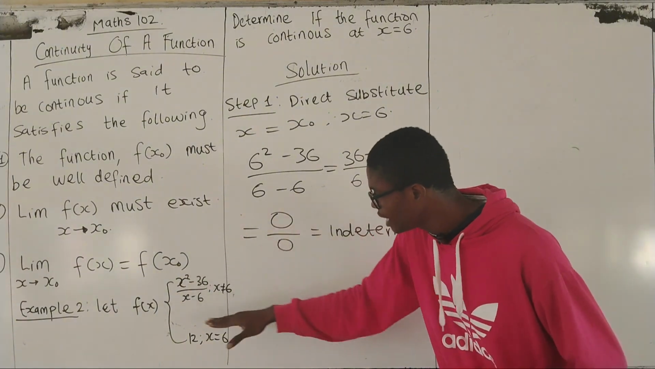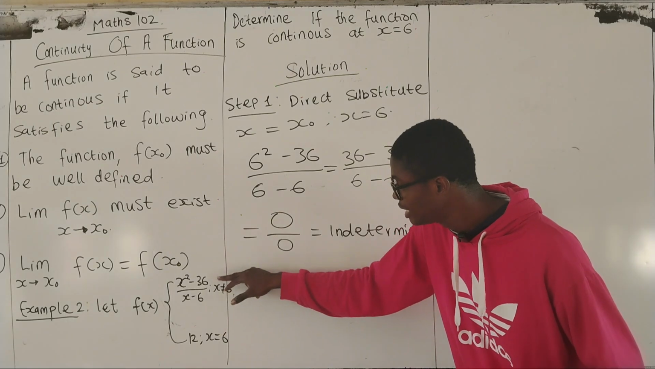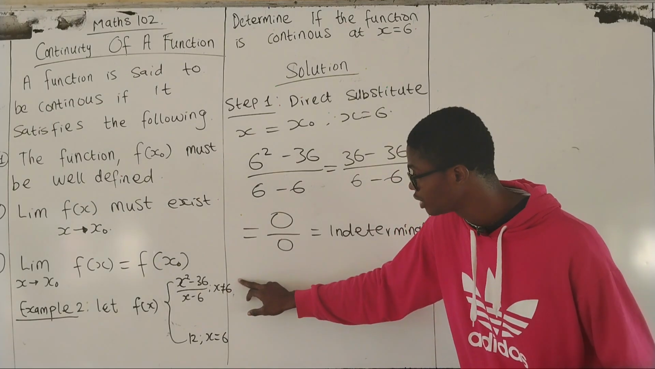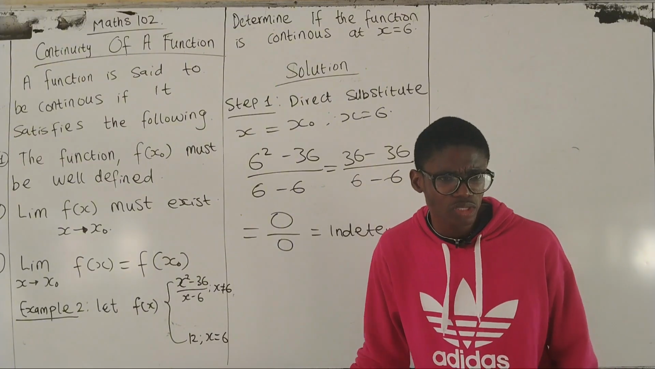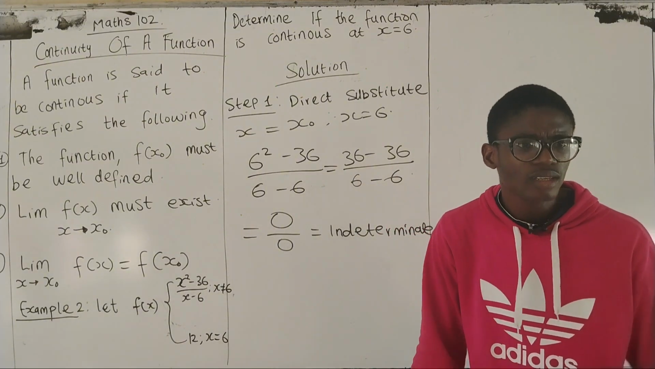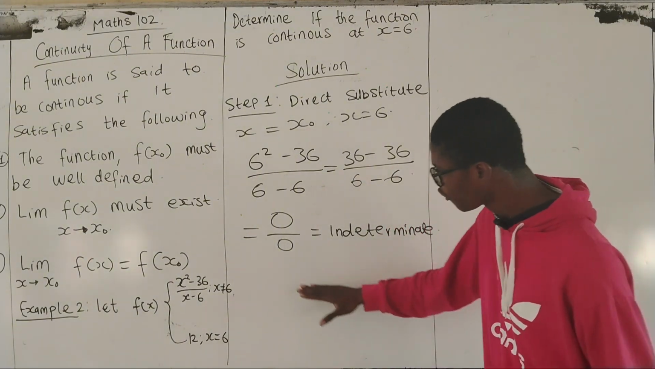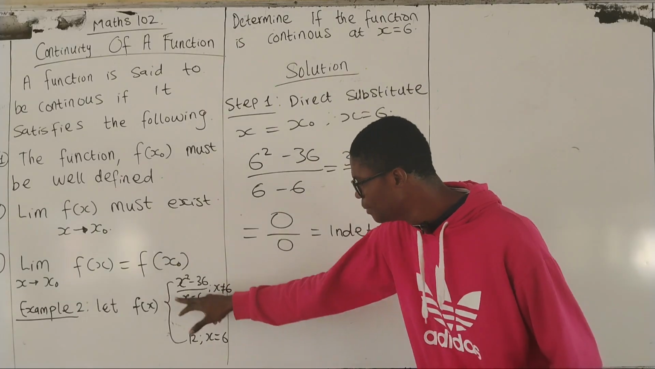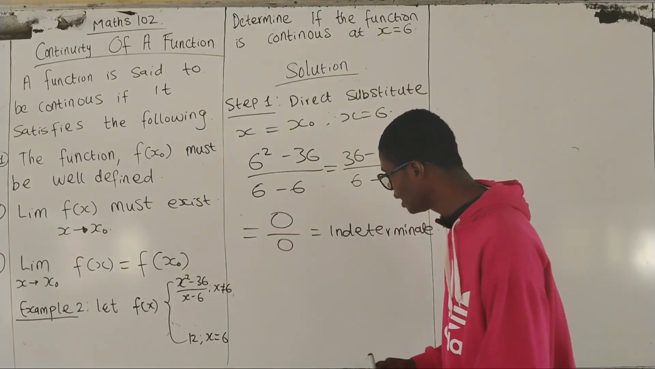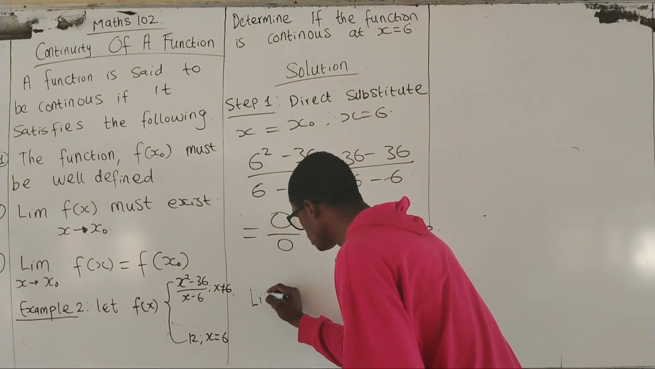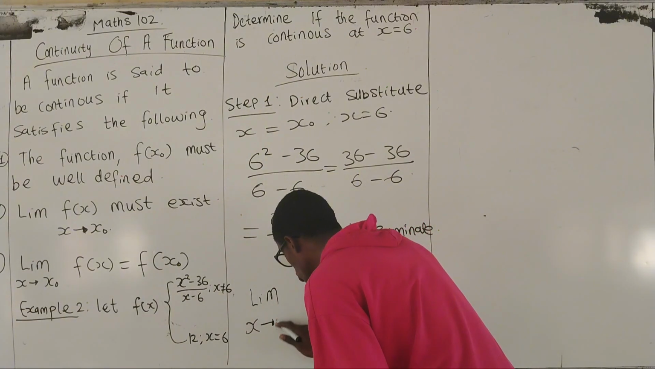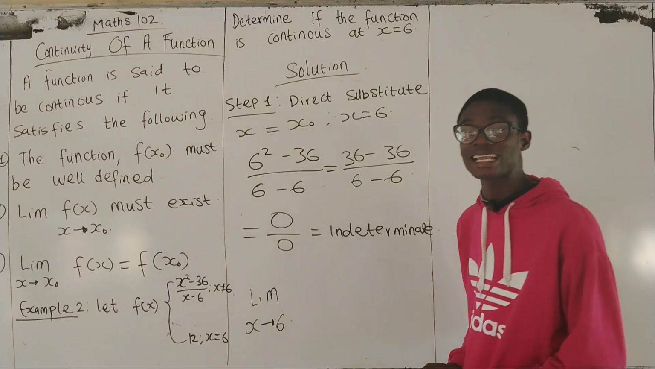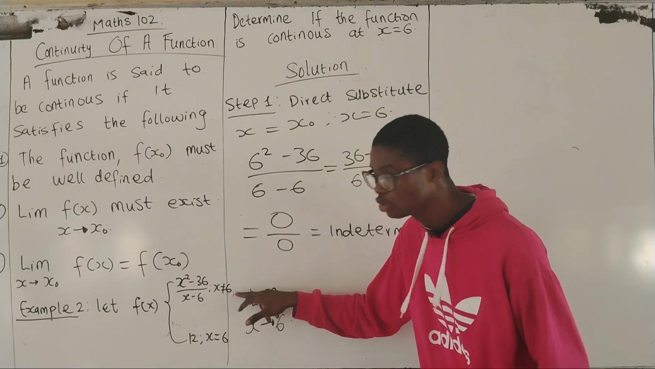So they have actually found the domain, and they are telling you that 6 is not in the domain of the function, that x is not equal to 6. Meaning x can be other things. So if I want to find the limit of this, I can say the limit as x approaches 6. What I'm saying now is that if I want to get an answer, despite knowing that 6 is not in the domain.